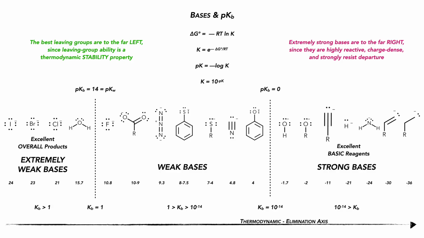These species are excellent reagents, but terrible leaving groups. So the key idea here is good leaving groups are extremely weak bases. Bad leaving groups are strong bases. This slide again reinforces the thermodynamic backbone that all substitution and elimination chemistry stands on.